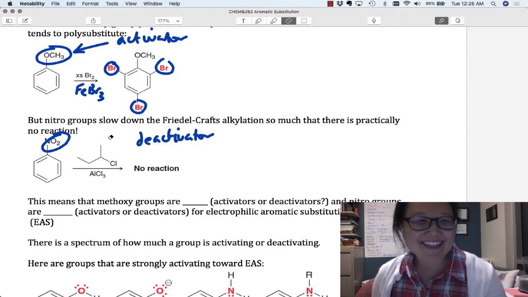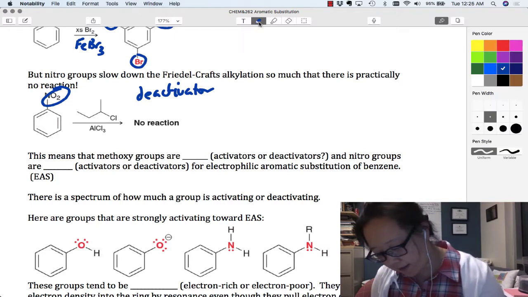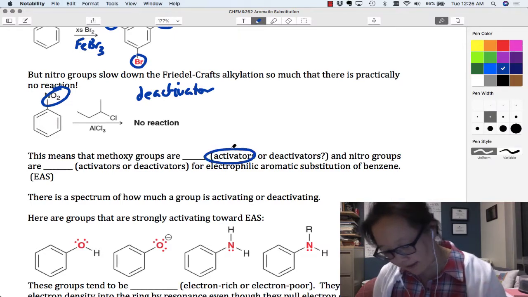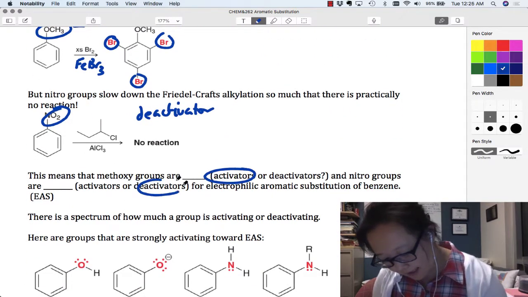out. Okay, so that means that methoxy groups are activators based on just looking at the reaction. You see that it's very, very active for substitution. But the nitro group is a deactivator.